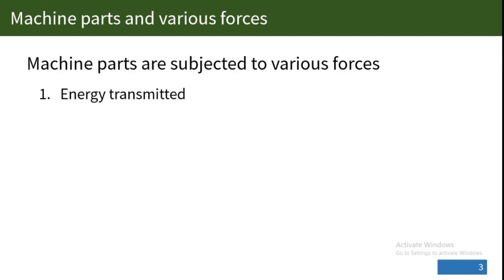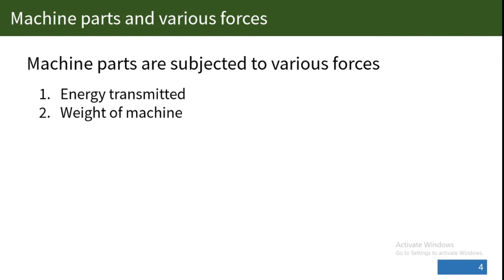In engineering practice, the machine parts are subjected to various forces, which may be due to either one or more of the following. So first is the energy transmitted. So we all know that when machine parts are enmeshed with each other, it has the purpose of transmitting motion. So not only does it transmit motion, but also the energy. So when there is energy transmitted between machine elements or machine parts, there are also forces that are acting upon these machine parts. Second is the weight of the machine.